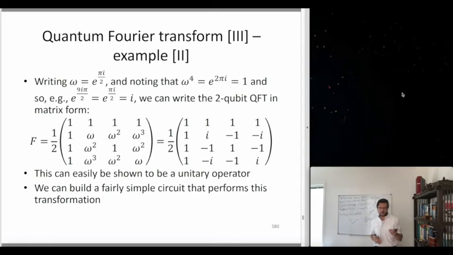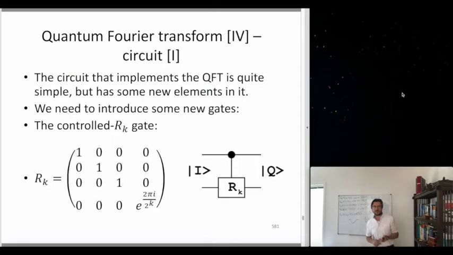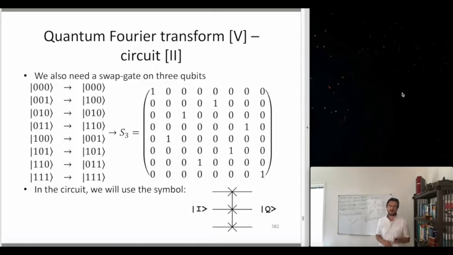So now I have an operator that does the quantum Fourier transform. It's quite simple, but has an additional gate that you see here. It's the controlled R_k gate. It's a rotation gate here. And you just see the phase angle on the right bottom is e to the power of 2 pi i over 2 to the power of k. And it's a controlled gate, as I said. So if the control bit is 1, it's executed. If not, it's not executed and leaves the state as it is.